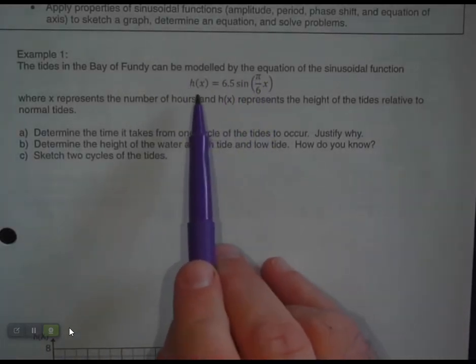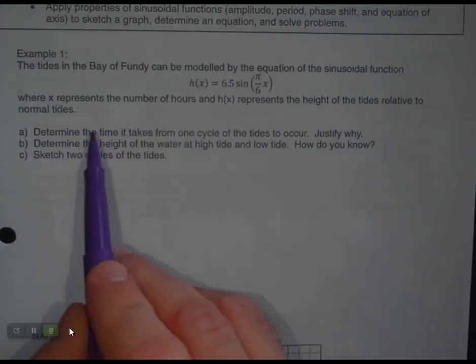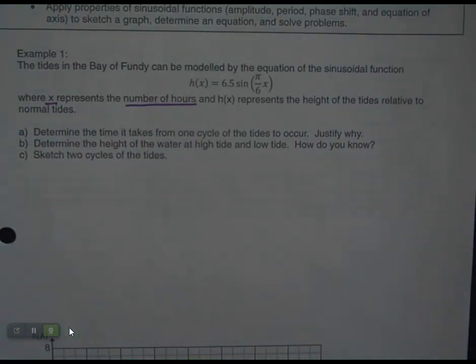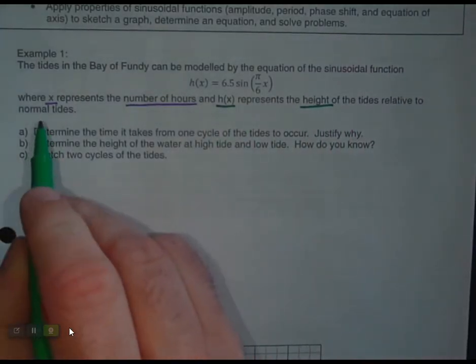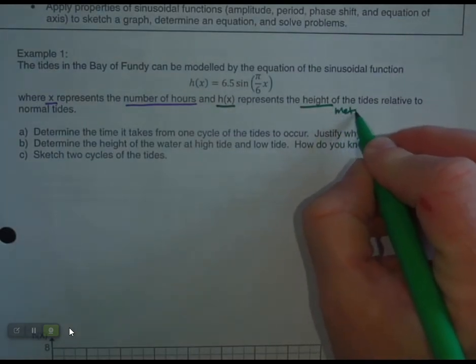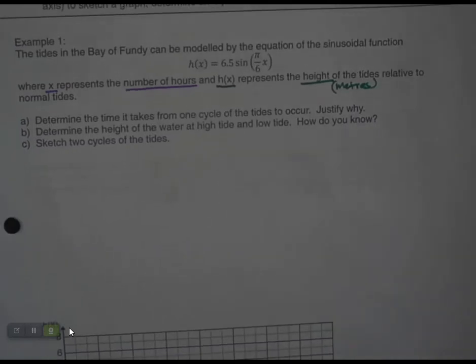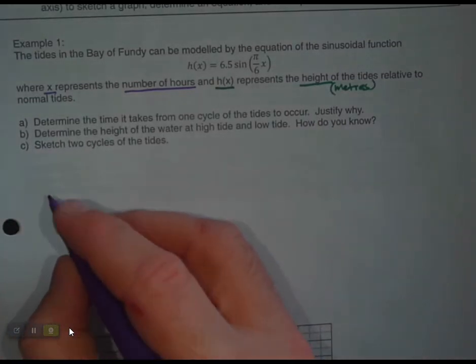I'm going to tell you that the height of the tide is represented by this function, where x is the number of hours, and h of x is the height of the tides, and that's going to be in meters. I forgot to add that in there. Okay? So if we look at this, we can answer questions based on that function. Determine the time it takes for one cycle to appear, just while you're thinking.